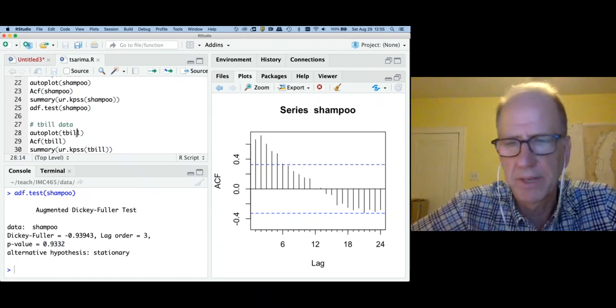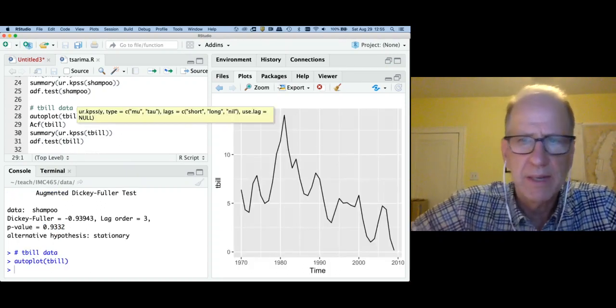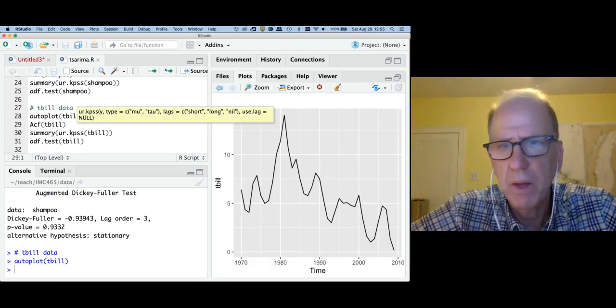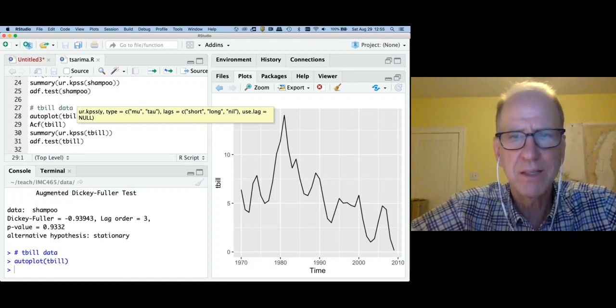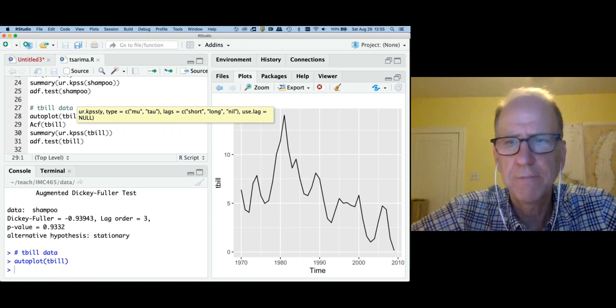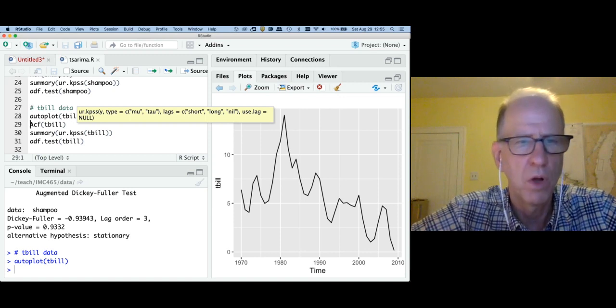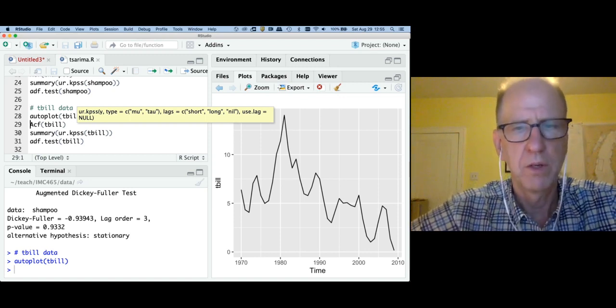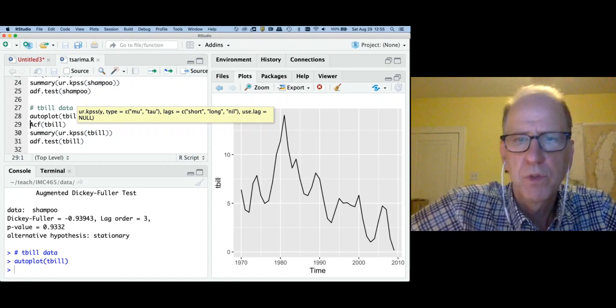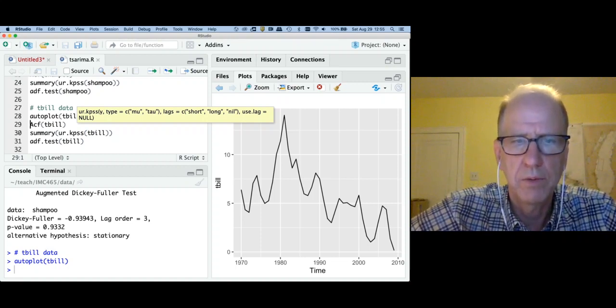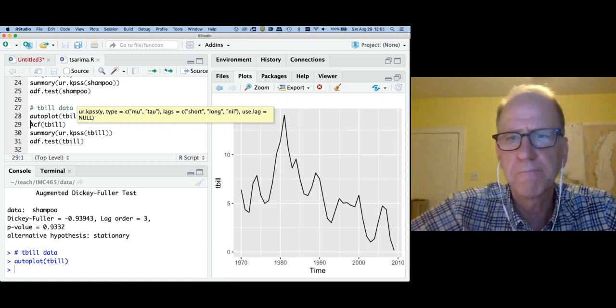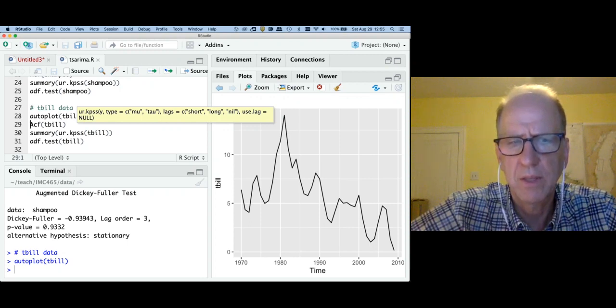Let's go look at the T-bill data. I would suspect this to be stationary because I would expect in the long term Treasury bill rates to hover around some fixed mean. So I think that makes this data set kind of interesting.